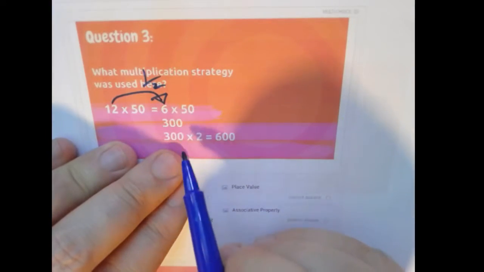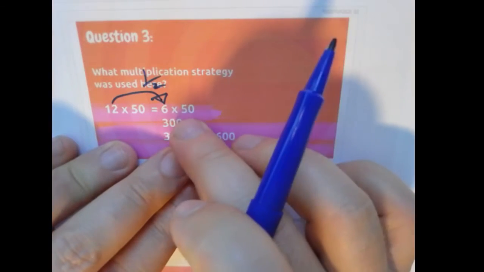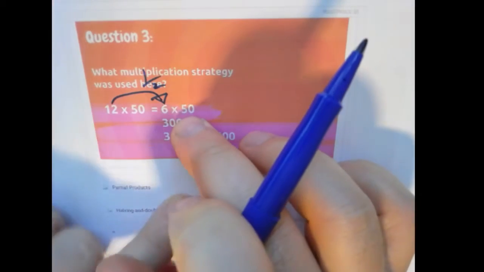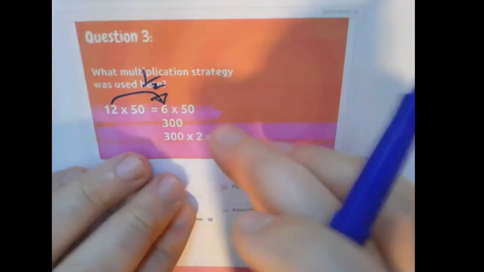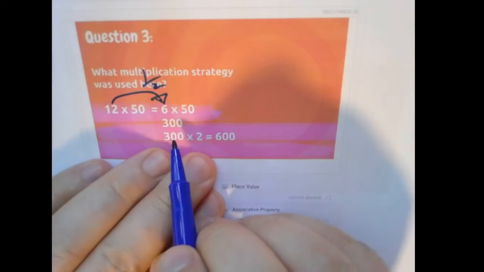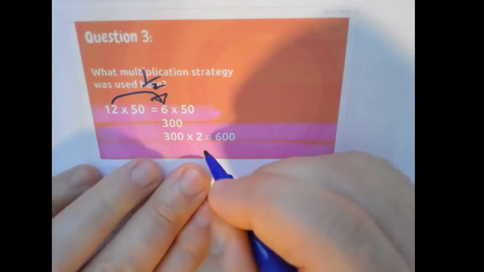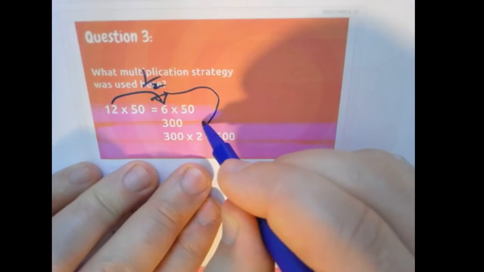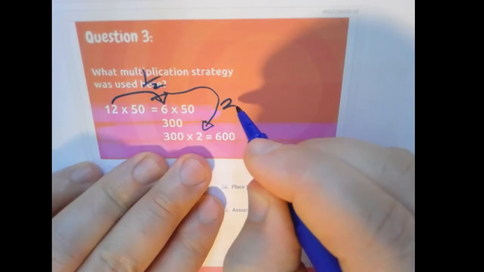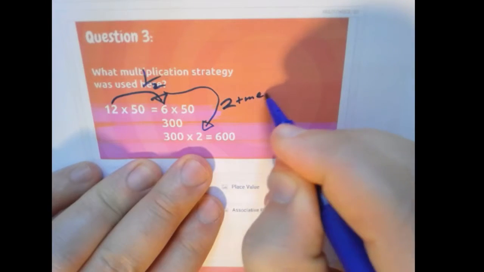So 6 times 50, you can think of 6 times 5 as 30, and then add that 0 on for 300. And then 300 times 2, so here is that other part where we then double it. So that would be our halving and doubling method.